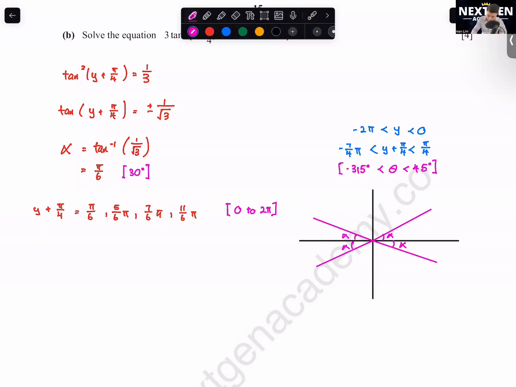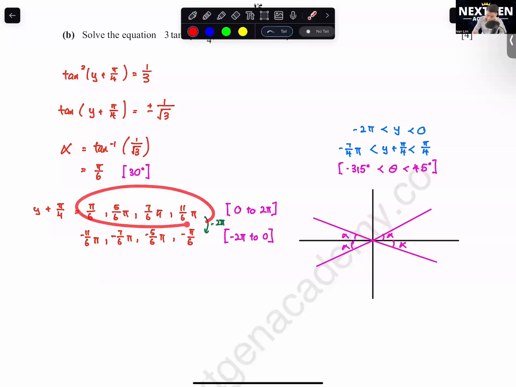Everyone, just take 1 over 6 minus 2, then you'll get here: negative 11 over 6 pi, negative 7 over 6 pi, negative 5 over 6 pi, and then negative pi over 6. You all just follow this method. So this is from negative 2 pi to 0. What I did over here is I minus 2 pi from all the values based on the first 4 here. So I will have 8 answers over here.